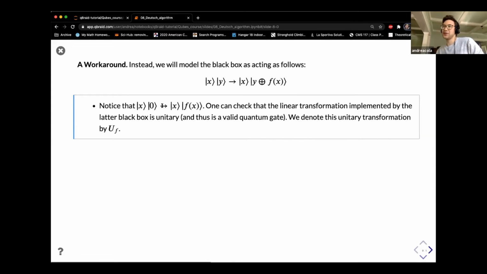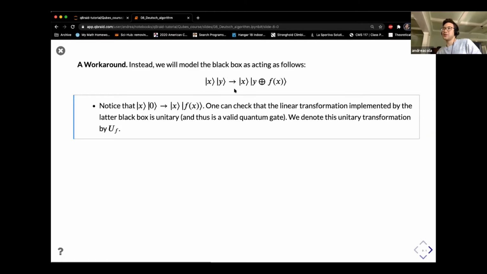So in other words, if I input x on the first qubit and 0 on the second qubit, what I get in return is x, x. If I input x in the first qubit and 1 on the second qubit, what I get in return is x and the XOR of 1 with f of x. And it's possible to check that this linear transformation defined in this way is actually unitary. So it's a valid quantum state.